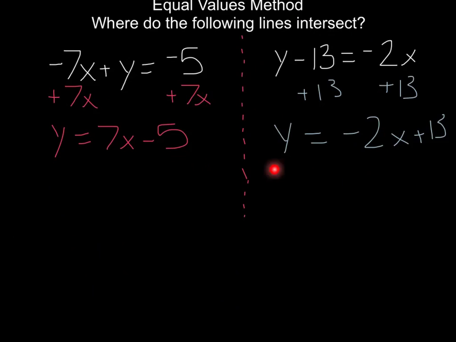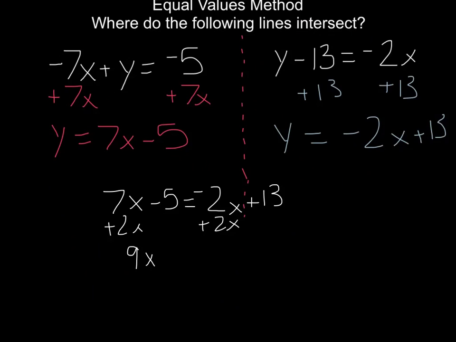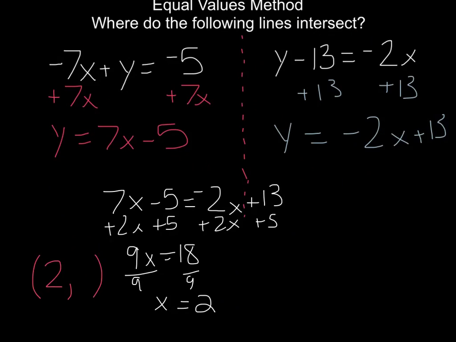Now that both of our equations are written in mx plus b form, we can go ahead and set them equal to each other and solve. So 7x minus 5 equals negative 2x plus 13. Let's add our 2x to both sides. So now you have 9x. I'm going to do 2 steps in one here and just add 5 to both sides right away. I see that 9x equals 18, or x equals 2. So our x coordinate, we'll record that down here, is 2.